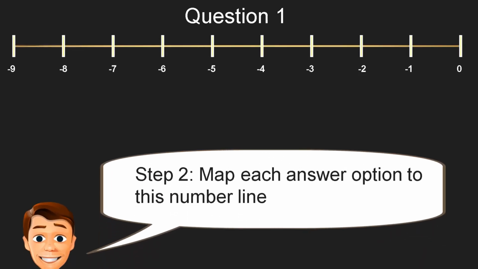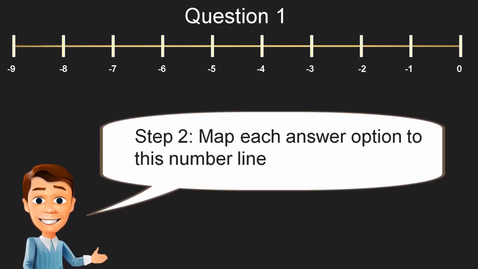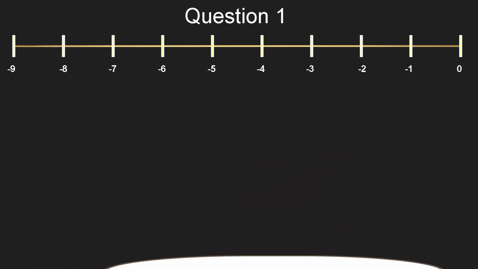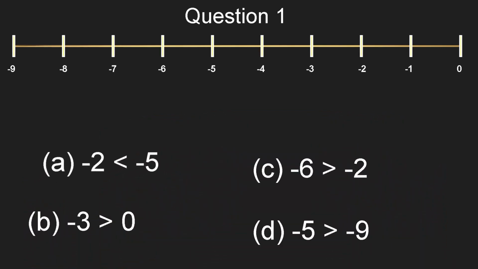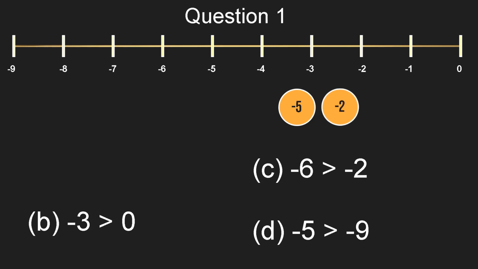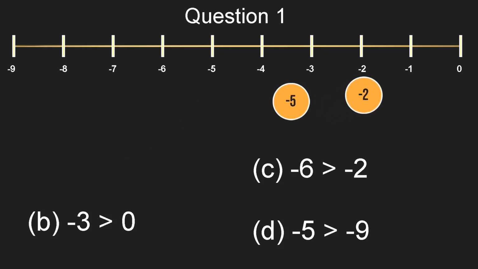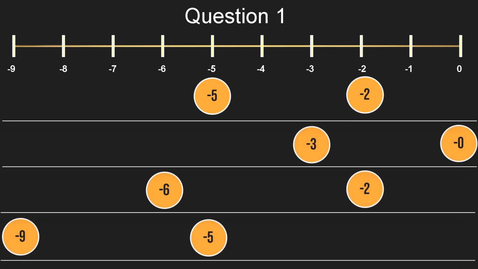Once the number line is drawn, take each answer one by one and plot them on the number line. For example, for answer A, we have -2 and -5, which will be plotted accordingly. Do the same for the remaining answers. Once done, you should be getting something like this. Each answer is mapped to a number on the number line.